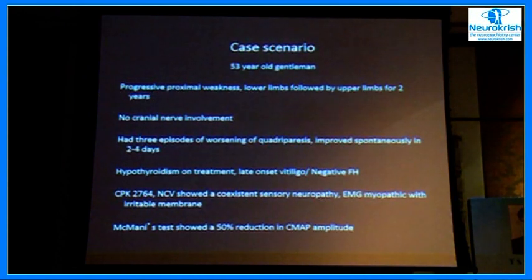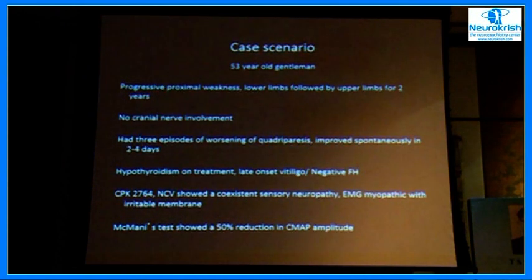I can now come to another patient, a 53-year-old man who presented with a progressive proximal weakness of the lower limbs followed by the upper limbs for 2 years, with no cranial nerve involvement. He had 3 episodes of worsening of quadriparesis that improved spontaneously in 2 to 4 days. He is a known case of hypothyroidism on treatment, with late onset vitiligo and negative family history. CPK was 2,764 and conduction showed a coexisting sensory neuropathy. EMG showed a myopathic pattern with irritable membrane.